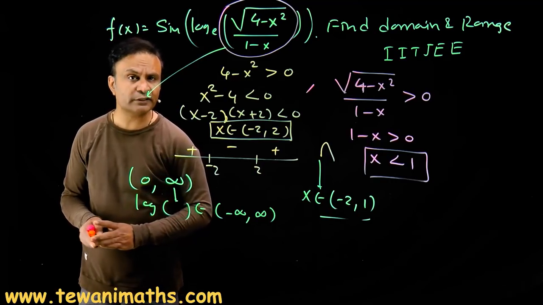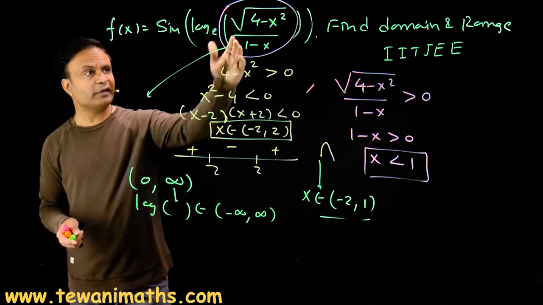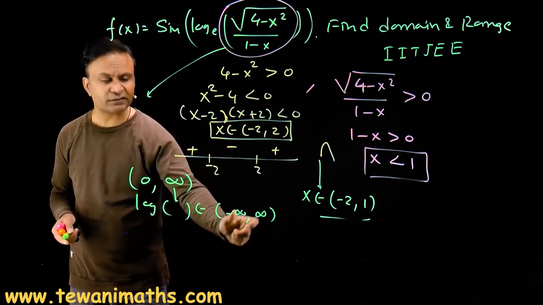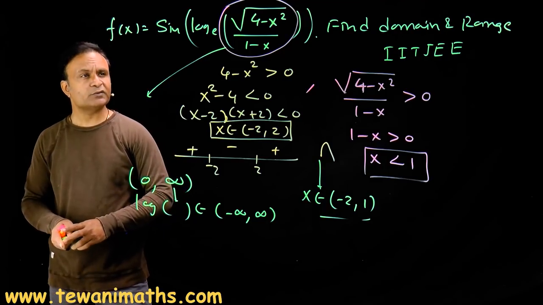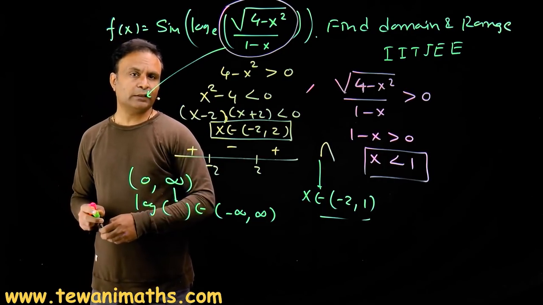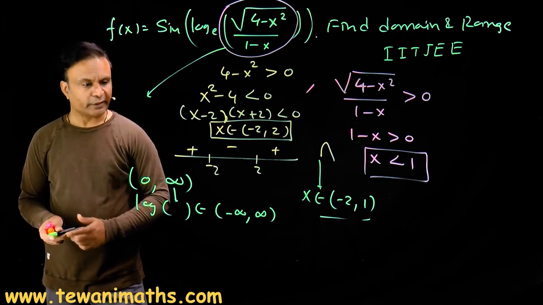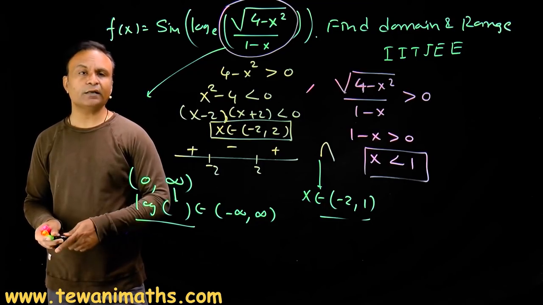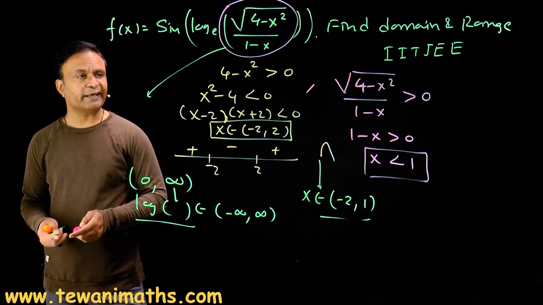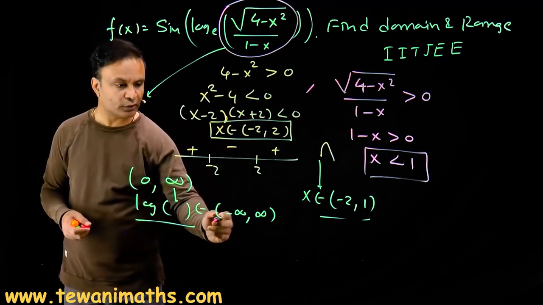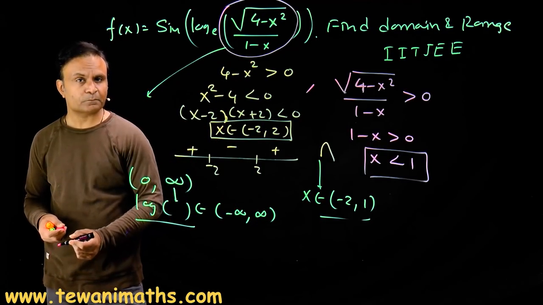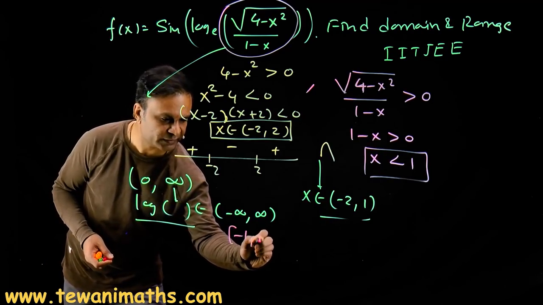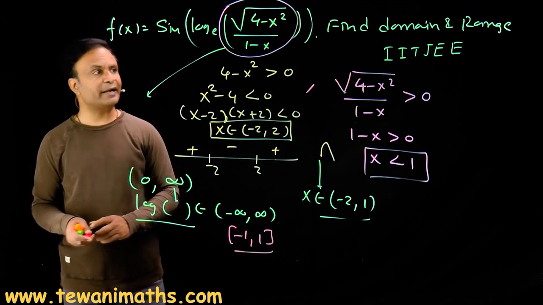The domain of log function is positive values. Here we have all positive real values. So, the values of log of this will lie from minus infinity to infinity. Log will assume all its possible real values. And for this angle, minus infinity to infinity, the values of sine are from minus 1 to 1. The angle inside sine is any real number. So, the values of sine function will be from minus 1 to 1. So, range is minus 1 to 1.